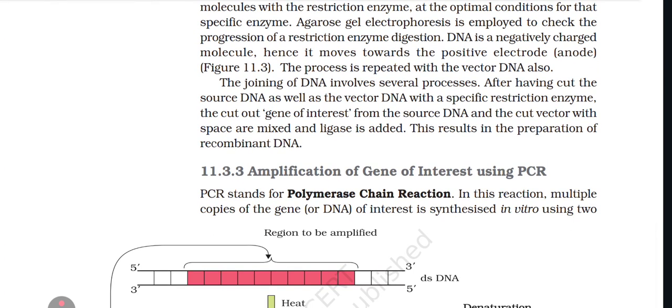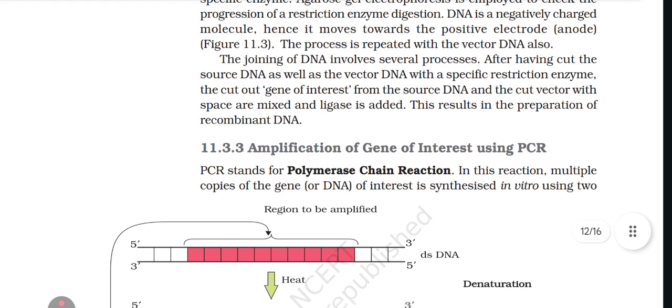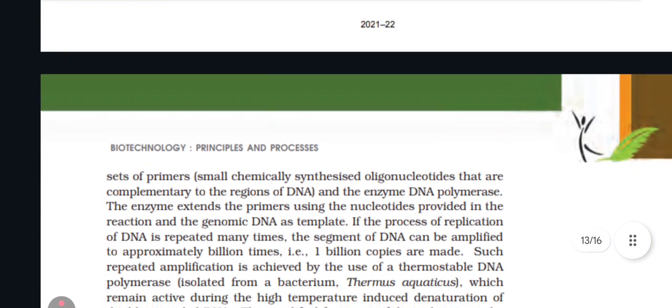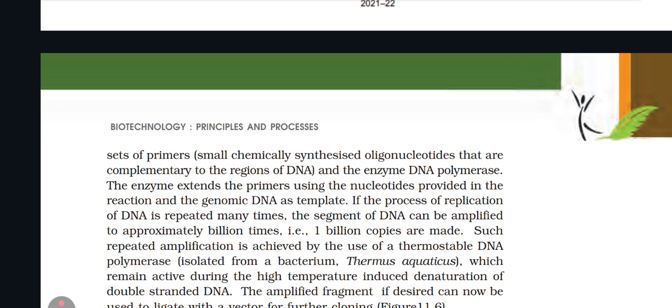Amplification of gene of interest using PCR. PCR stands for polymerase chain reaction. In this reaction, multiple copies of the gene or DNA of interest are synthesized in vitro using two sets of primers, small chemically synthesized oligonucleotides that are complementary to the regions of DNA, and the enzyme DNA polymerase.